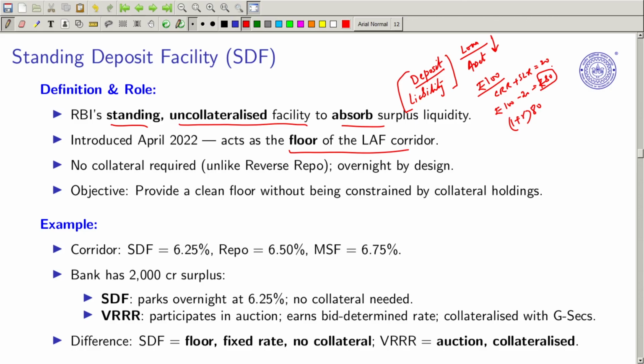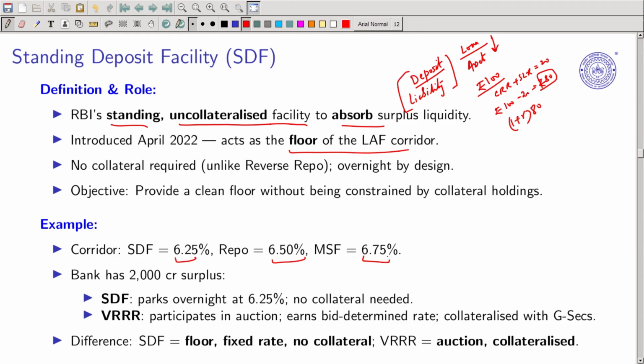So, this is what here. It doesn't require any collateral and it is overnight by design. In the same way, it operates like what we call the reverse repo, right, and it is the lowest rate. So, what is that? The corridor. So, suppose you can see that the repo rate is 6.5%, SDF is 6.25% and the marginal standing facility is 6.75%, which means that it is above repo by 0.25%, right.